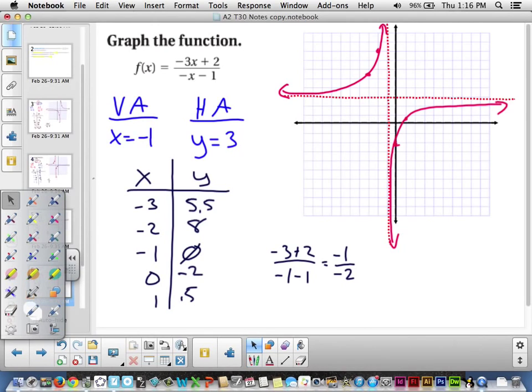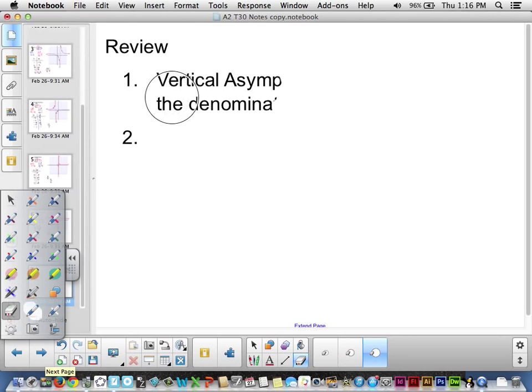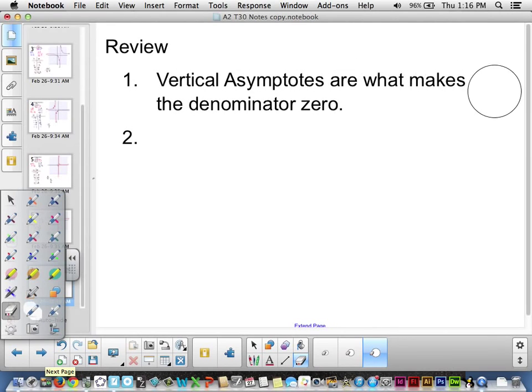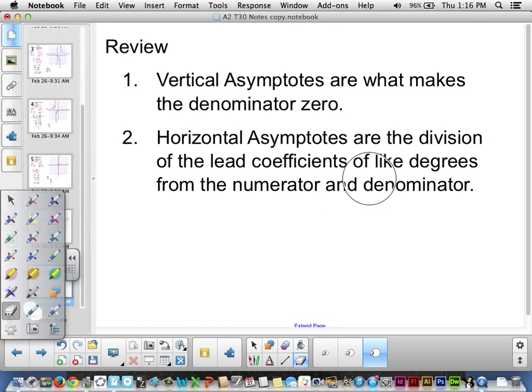So, in conclusion, graphing rationals of the form ax plus b over cx plus d is the same as what we did yesterday. The only difference is we find our asymptotes in a different way. To find our vertical asymptotes, what makes the denominator 0? To find our horizontal asymptotes, this is kind of wordy the way I wrote it, but basically you divide the lead coefficients as long as the degrees are the same. And we're not going to give you one early on where the degrees are not the same.